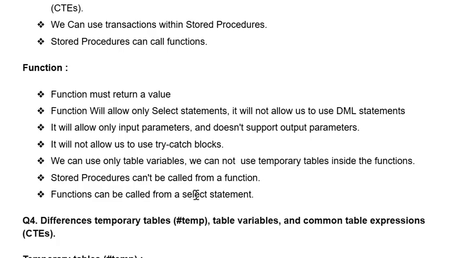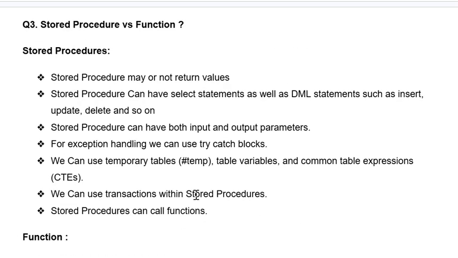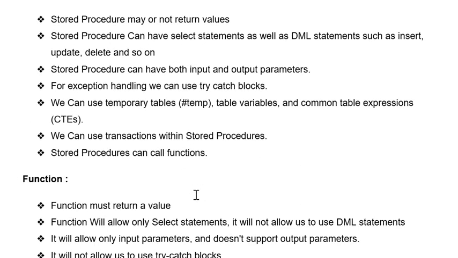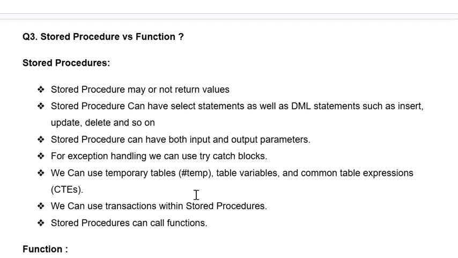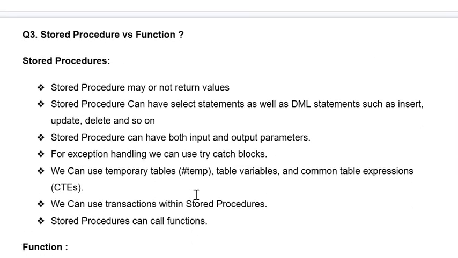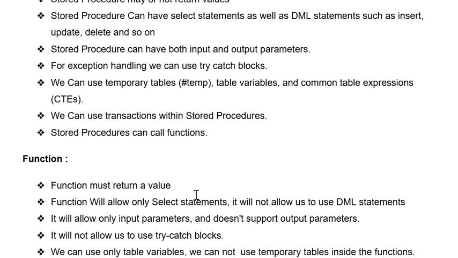So the main difference is that stored procedure may or may not return values, but function must return values. Stored procedure can have select statements as well as DML statements, but functions only allow the select statement. It does not allow us to use DML statements. Stored procedure can have both input and output parameters, but functions allow only input parameters. It does not support output parameters.